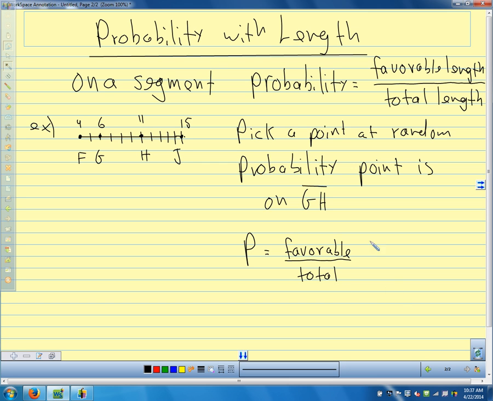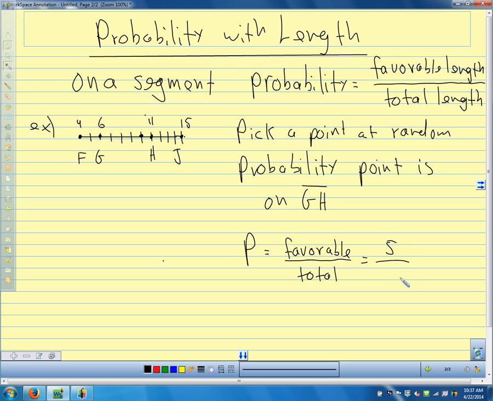So our favorable length is the length of segment GH. How long is segment GH? How far is it from 6 to 11? 5 units. I can count. 1, 2, 3. Did I mislabel my points? 6, 7, 8, 9, 10. Yeah, that should be H's. There. There's H. So GH is 5 units long.